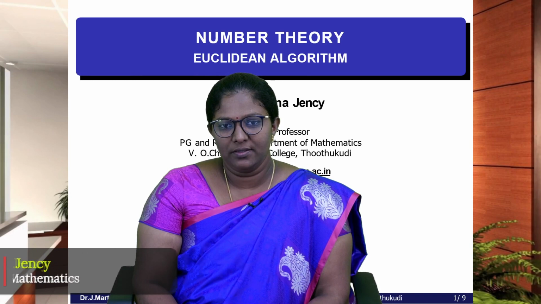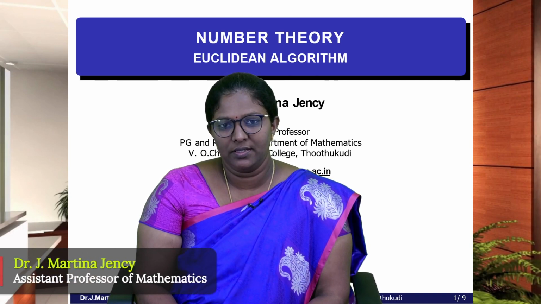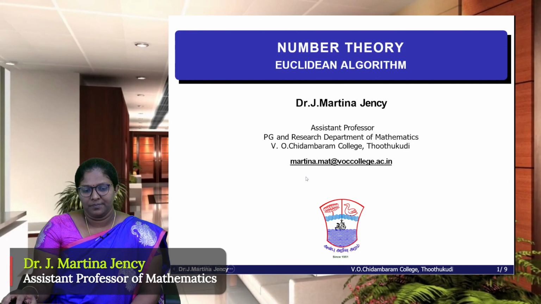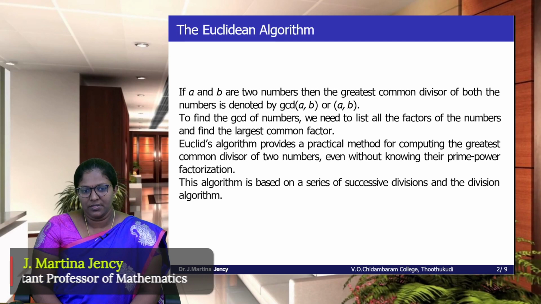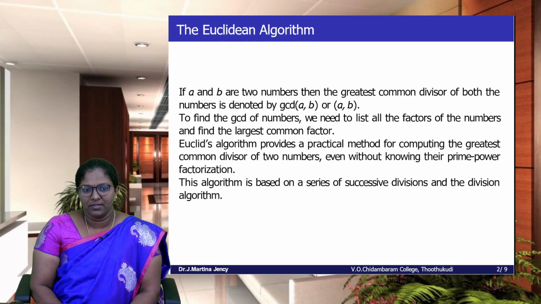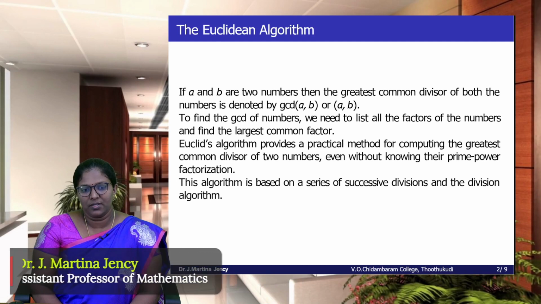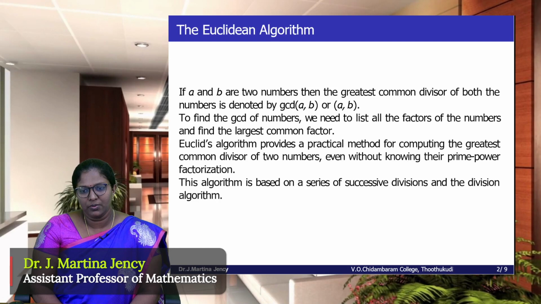Today I am going to explain the Euclidean algorithm in number theory. So why do we need the Euclidean algorithm? If you want to find the GCD of two numbers a and b, first we need to list all the factors of those numbers and find the largest common factor. But the Euclidean algorithm provides a practical method for computing the greatest common divisor of two numbers even without knowing their prime power factorization. This algorithm is based on a series of successive divisions and the division algorithm.